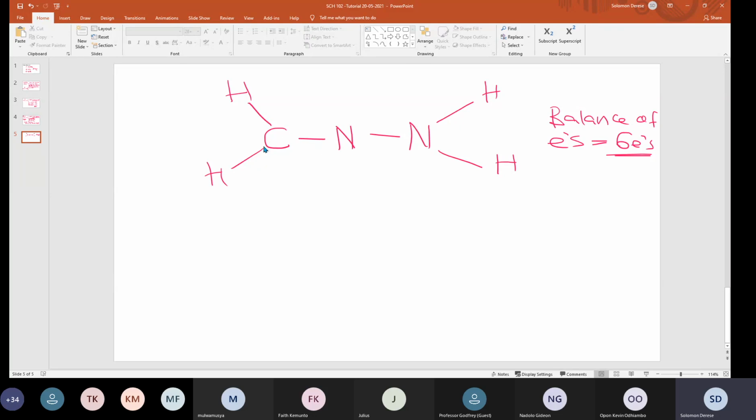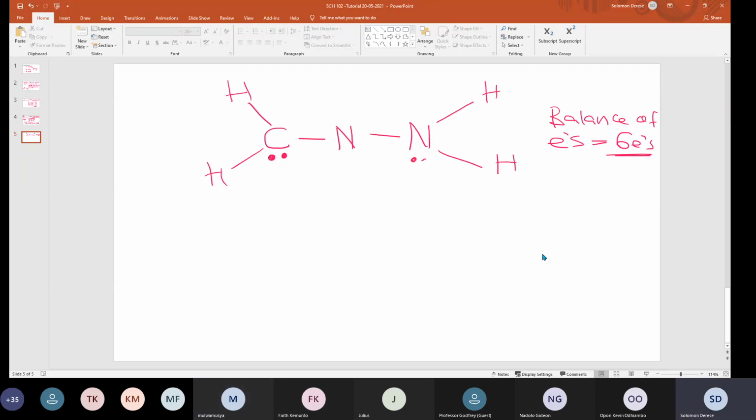How many electrons will this carbon require to have an octet of electrons? 2. So we'll put those 2 electrons in here. How about this nitrogen? How many electrons would it need to have an octet? 2. This one also requires 2 electrons.